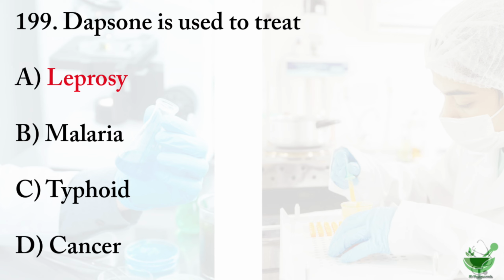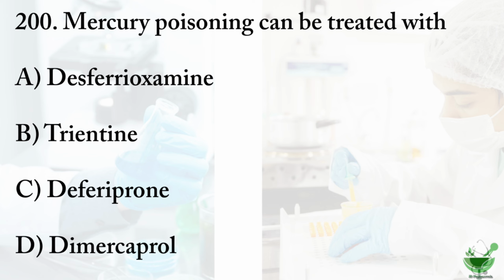Then question number 200. Mercury poisoning can be treated with. The given options are option A, desferrioxamine, option B, tretinoin, option C, deferiprone, option D, dimercaprol. So the right option is option D, dimercaprol.